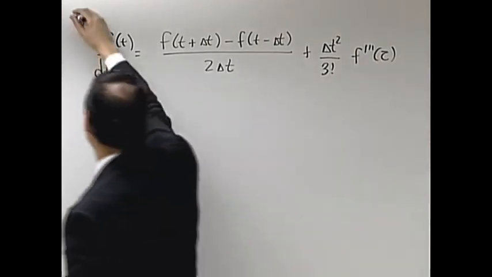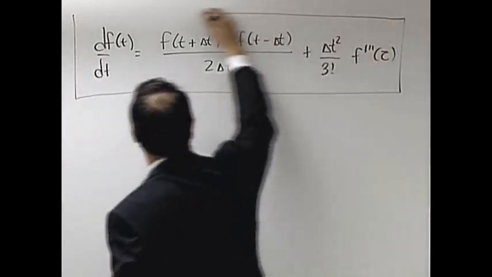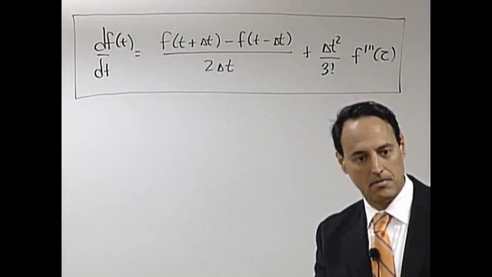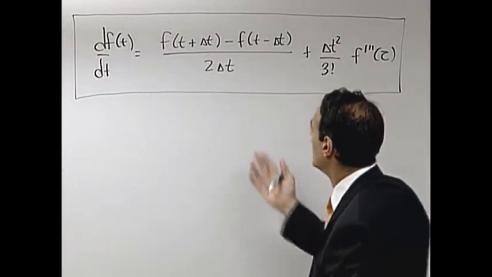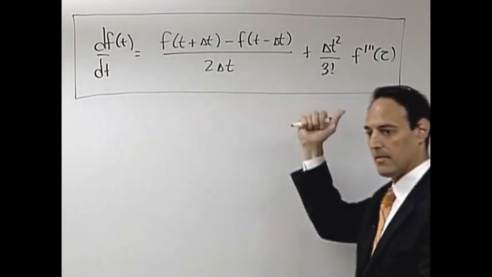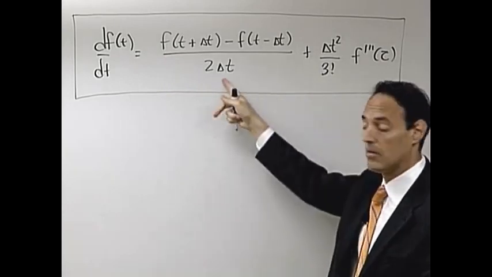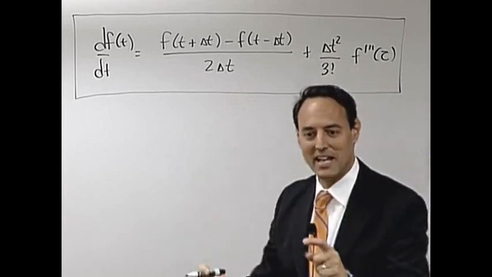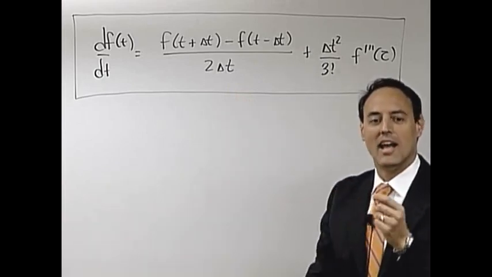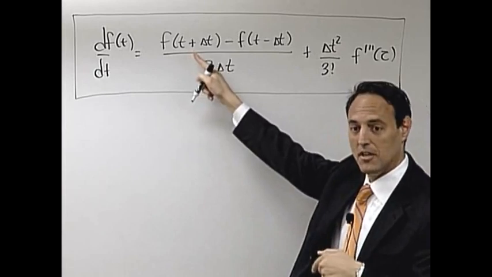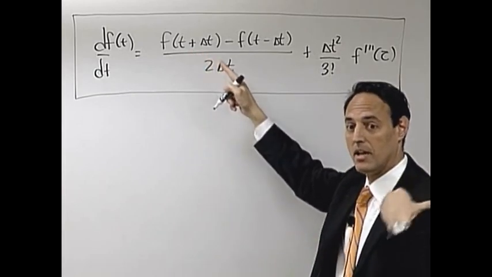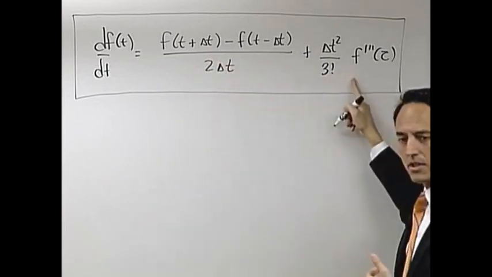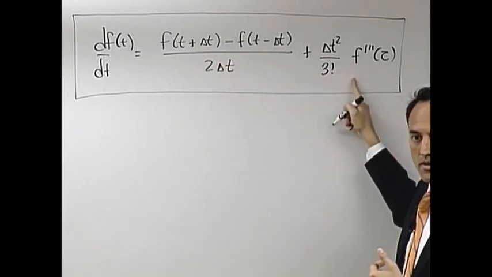Ready? How important is it? Oh, look, I put a box around it. That's how important it is. What does it tell you? My derivative, df dt, is equal to f at t plus delta t minus f at t minus delta t. Let me say that again because I got confused in my sentence. It's the point in front, t plus delta t, minus the point behind, t minus delta t, over 2 delta t, plus a little bit of something here, delta t squared.